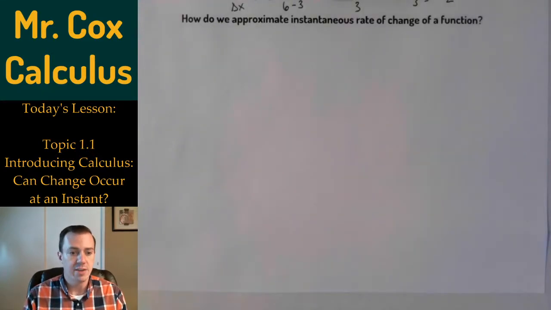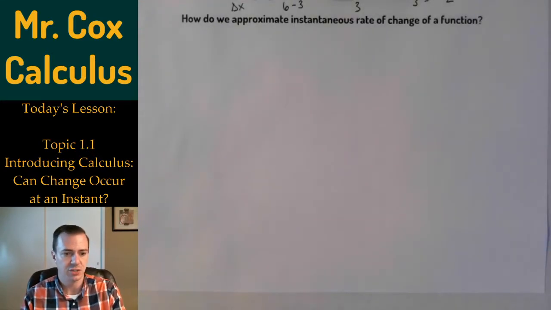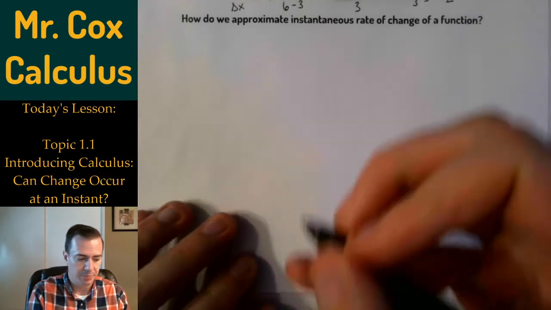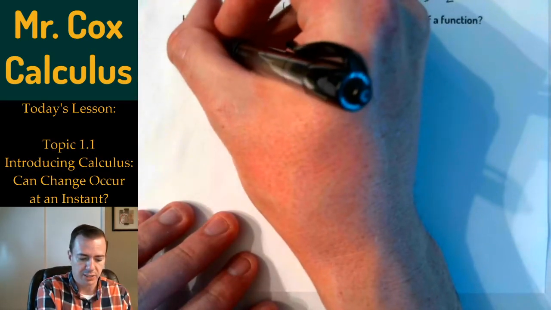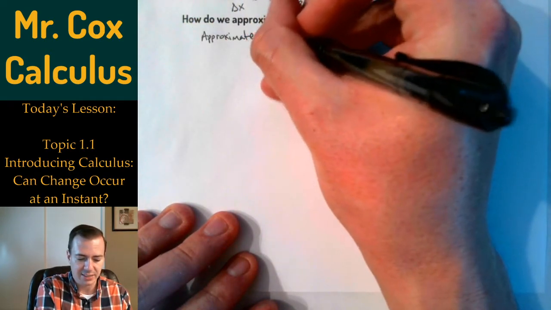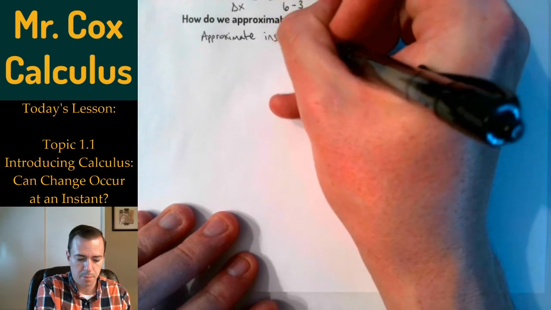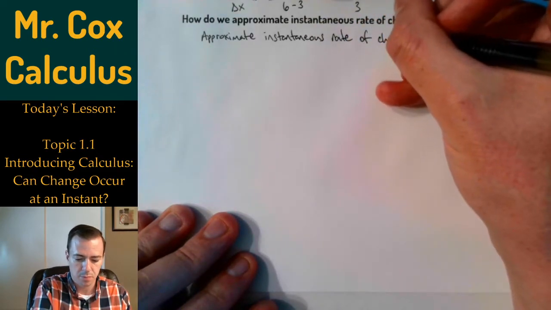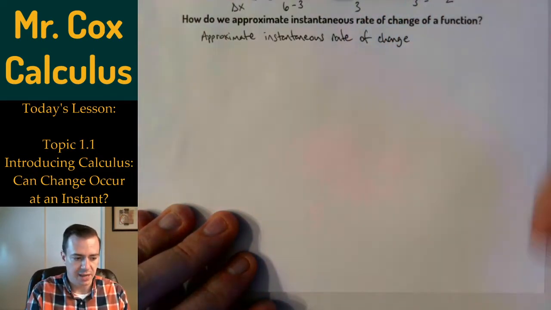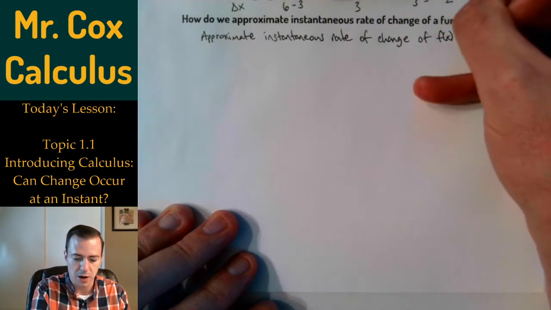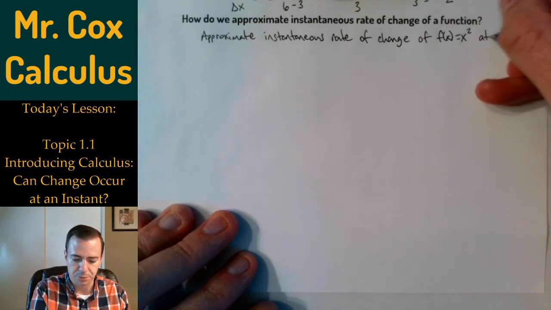Okay, let's move away from linear functions and rate of change in terms of slope. And let's actually take a look at this idea of an instantaneous rate of change of a function at a particular point. So what we want to do here is approximate the instantaneous rate of change. And we'll keep this kind of simple. We'll stay with our quadratic parent function f of x equals x squared at x equals 2.